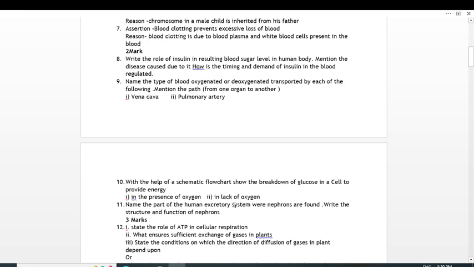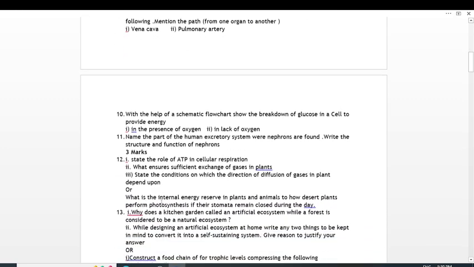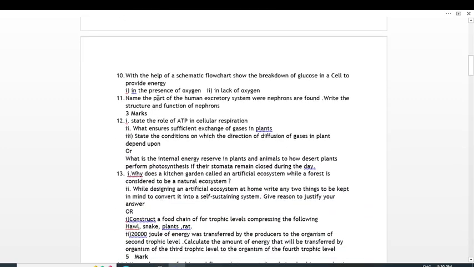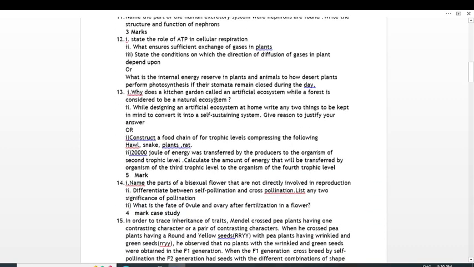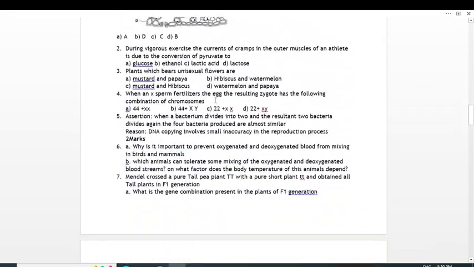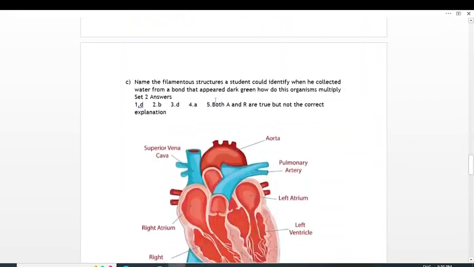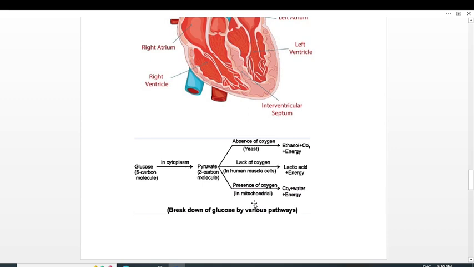So with the help of a schematic flowchart, show the breakdown of glucose in a cell to provide energy. Same you can see in that textbook, only the picture is there, in the presence of oxygen and lack of oxygen. So in the presence of oxygen, what is happening? You can see here, in the presence of oxygen, absence of oxygen, lack of oxygen, presence of oxygen.